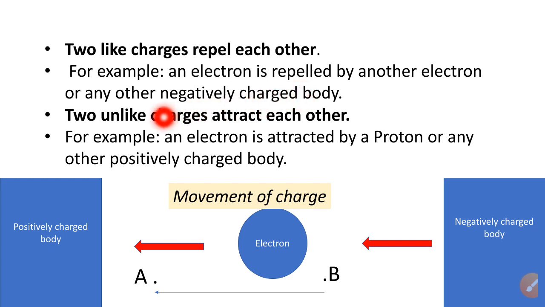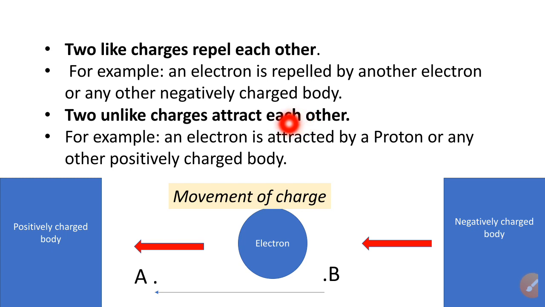In the same way, if we have two positively charged bodies, like one particle is a proton and the other is also a proton, so the proton is repelled by the other proton or any other positively charged body. If two like charges are there, there is a repulsion. Two unlike charges attract each other. This is the other property.